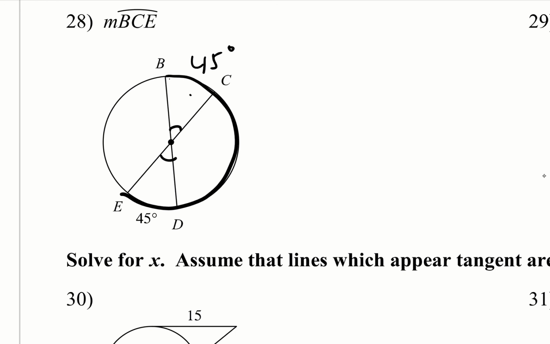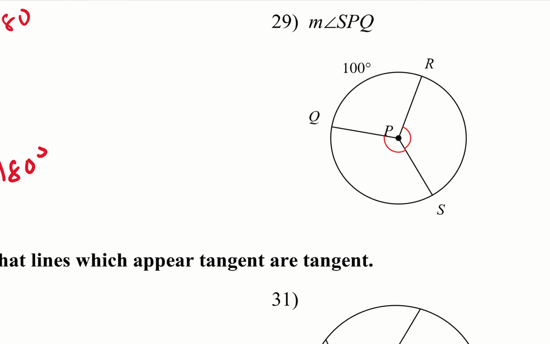We know that this is a diameter. So if that's a diameter, then this has to be 180, right? Or that means all of this has to be 180, right? And so all we need to do to get this black arc is to take the red plus that black part. The red is 180. So that means the measure of this is this 45 piece plus the 180 piece. And you guys can finish that up.